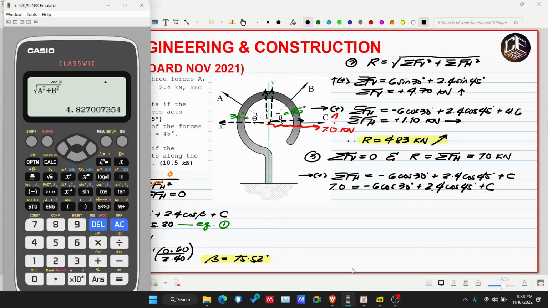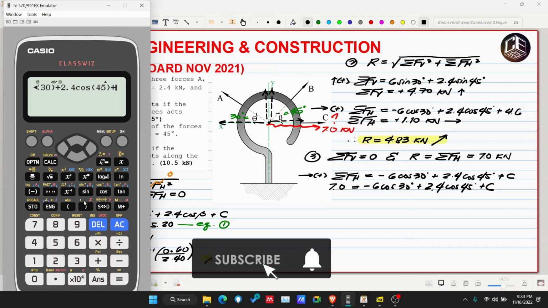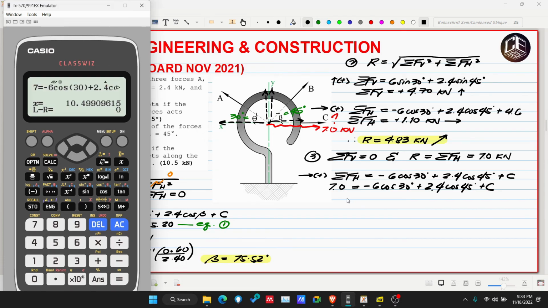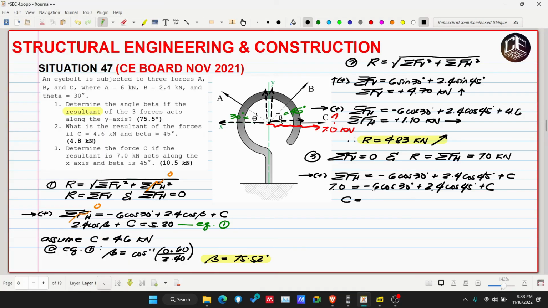See, I said earlier it's easy, no? It's actually easy, but the questions and the requirements are a bit confusing. So let's try it: cosine of 45 degrees, then plus C. Let's shift solve to be sure. So, 10.5 kilonewton. So we did get it.